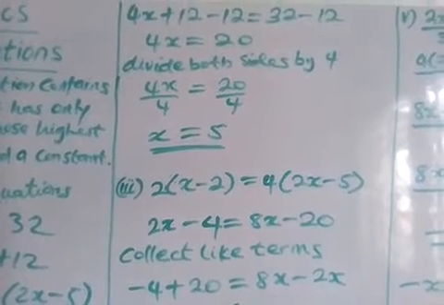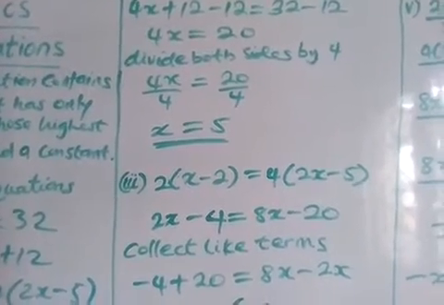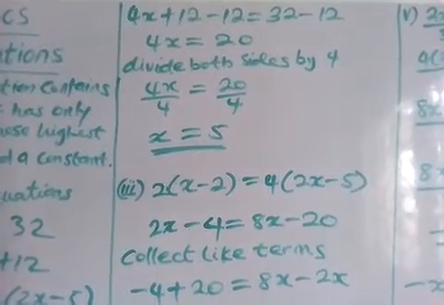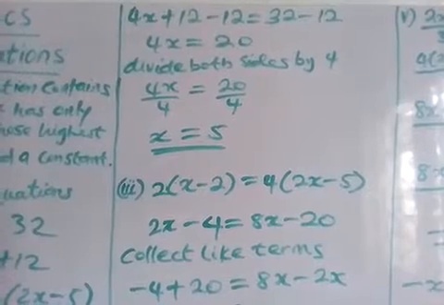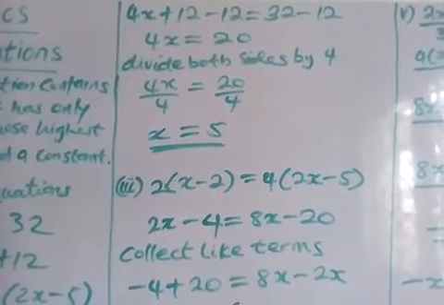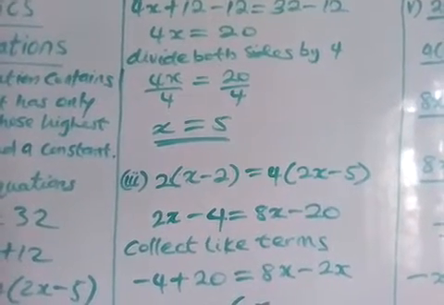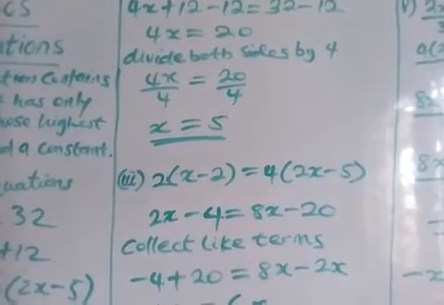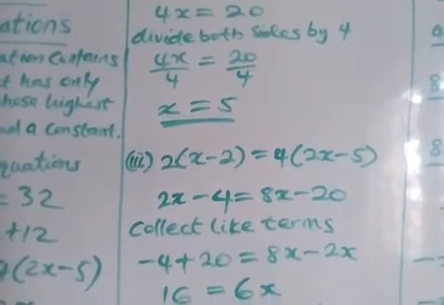But 4 is still disturbing x from standing on its own. Like we said, whenever we are asked to solve a linear equation, the motive behind that is just to make the unknown stand on its own. So to remove that 4 that is affecting the x, we'll divide both sides by 4. So now I have 4x over 4 equals 20 over 4. And when we punch our calculator, we have our x equal to 5.